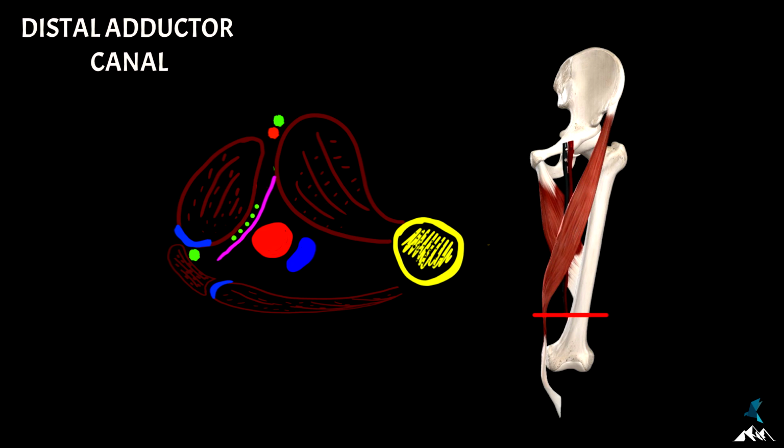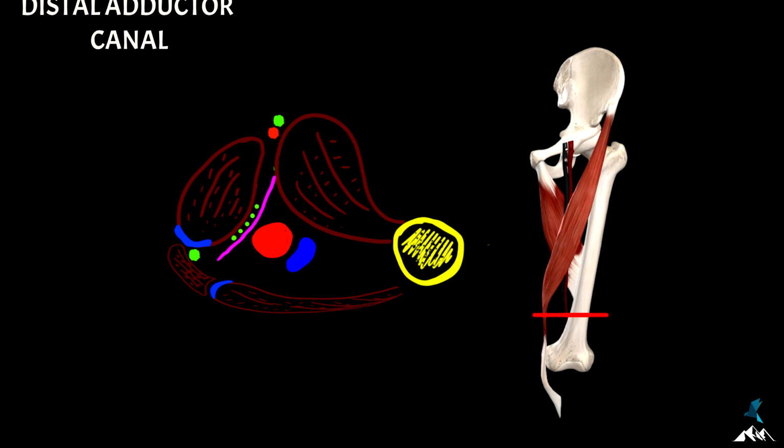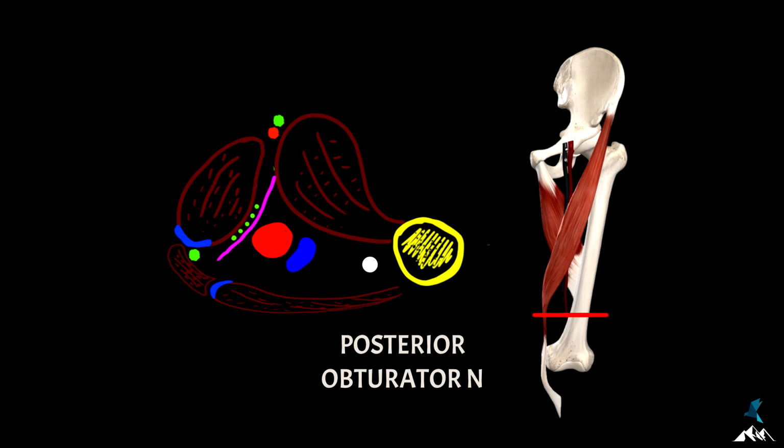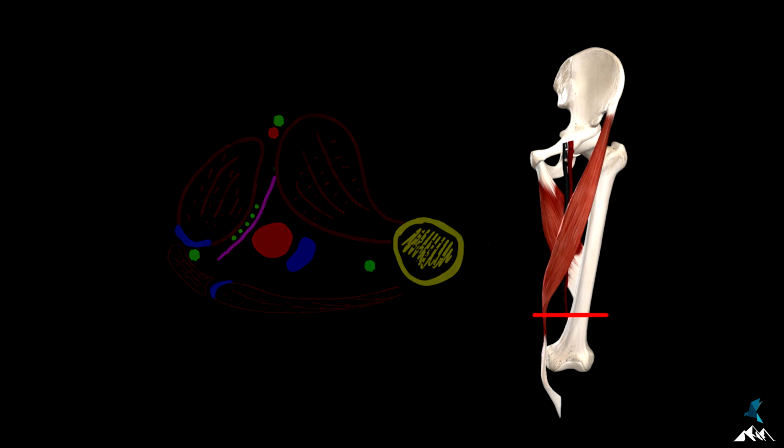There are no neural structures inside the canal because the saphenous nerve would have left the adductor canal in the mid adductor canal region. The only neural structure which you are going to see in the distal adductor canal is the posterior division of the obturator nerve, which is seen only in the distal part, that is towards the adductor hiatus. Other than that, there are no neural structures visualized inside the distal adductor canal.